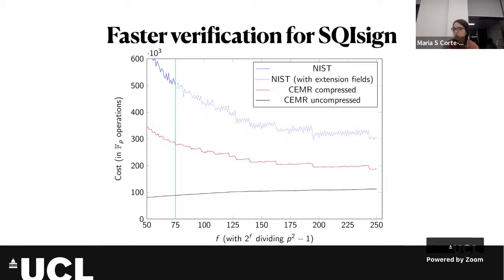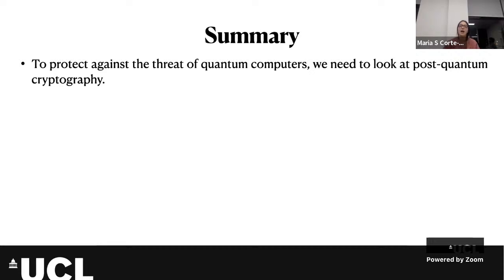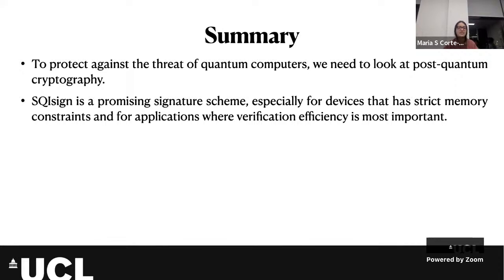Okay, so that's most of what I wanted to talk about today. Just as a summary, to protect against quantum computers, we really need to start looking at post-quantum cryptography and standardizing certain schemes. And SQIsign is, at least to me, a promising signature scheme, and it really shines in situations where you have a strict memory constraint or where you want to prioritize verification efficiency over signing.